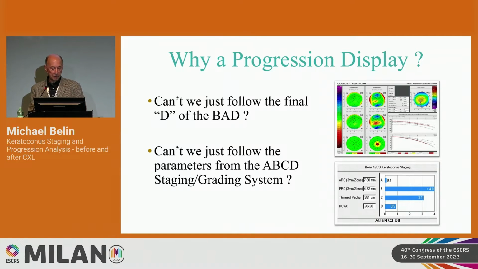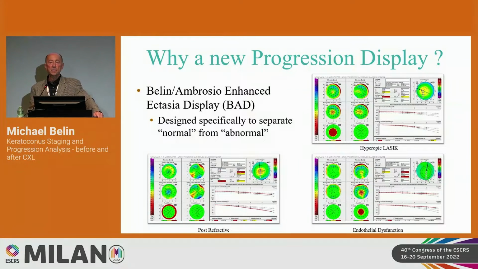And you have to remember that the Belin-Ambrosio display was designed specifically to screen refractive surgical patients. It was designed to separate normal from abnormal. Though it's very useful in keratoconus diagnosis and detection, it is not necessarily specific for ectatic disease. If you look at the picture on your lower left, that's post-refractive. It's not keratoconus, but obviously it's not normal, so it's going to have an abnormal final D.